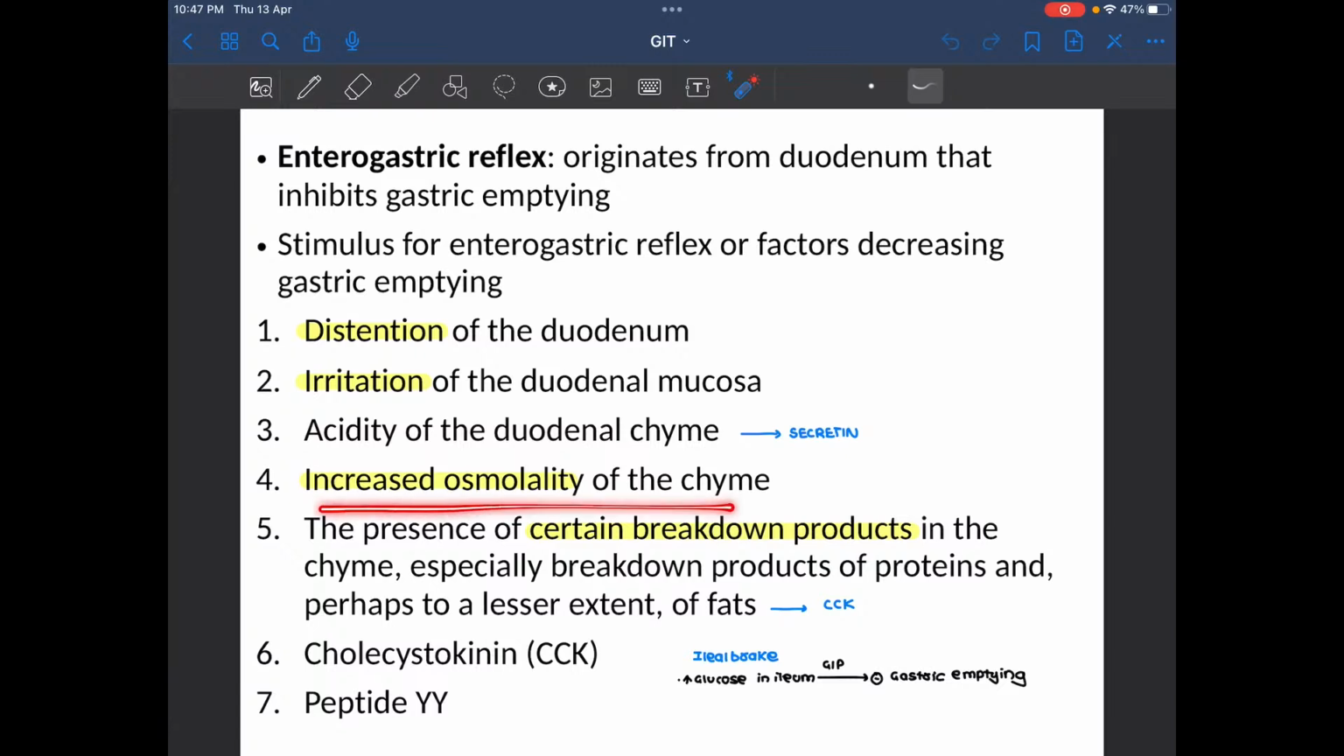Okay? What next? We have increased osmolarity of the chyme, okay? And very importantly, presence of certain breakdown products like proteins, peptides, etc. Why am I saying that? Whenever lipids or fat are being broken down, you have stimulation of something known as CCK, cholecystokinin. And what does cholecystokinin do? Again it inhibits your gastric emptying. We've already studied that, okay? So secretin and cholecystokinin, okay?